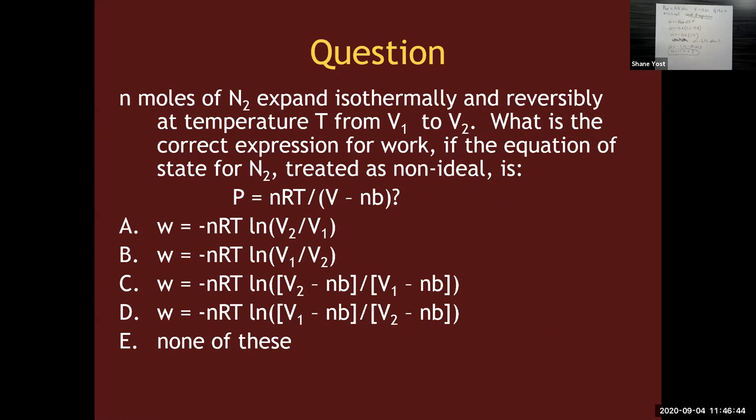So here I have a gas that satisfies an equation of state that's not quite the same as the ideal gas law equation of state, right? P equals nRT divided by V minus nb, sort of a truncated version of the van der Waals equation of state. And this gas, I have n moles of it expanding isothermally and reversibly at a temperature T from V1 to V2. And the question is, what is the expression for work given the equation of state, P equals nRT divided by V minus nb?